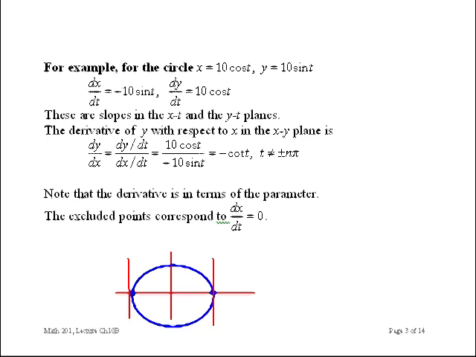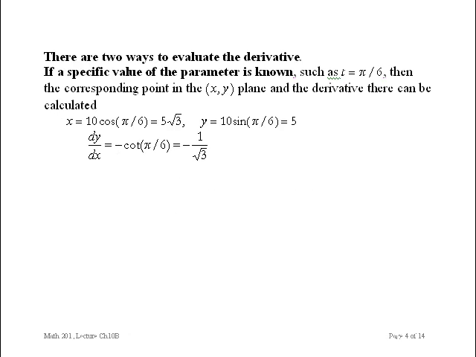When you go to evaluate the derivative, there are two cases. In one case, the value of the parameter is known. For example, if we had the equations that we had just a minute ago for the circle, and we wanted to find the value of the slope along the curve when t was equal to pi over 6, then all we do is develop the form dy by dx as a function of t. Notice that it is a function of the parameter, just like the equations were. Substitute the value of t and get our answer.